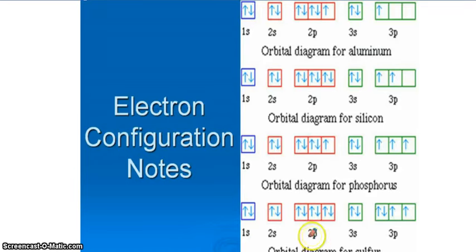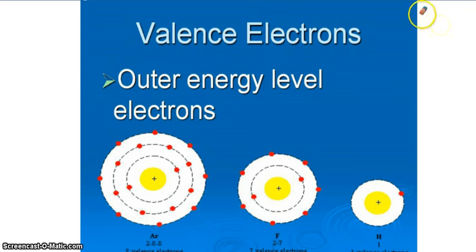Alright, so here's the first video in the series on electron configurations. You should have electron configurations notes page on the side that says valence electrons at the top. So valence electrons, that's just what we call the electrons that are in the outer energy level.